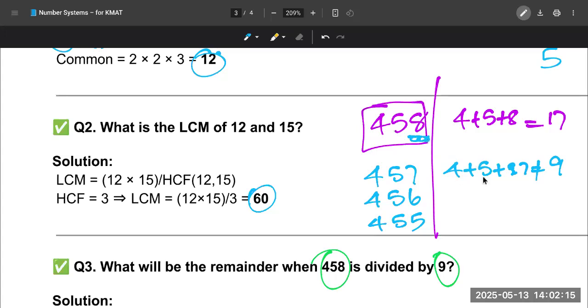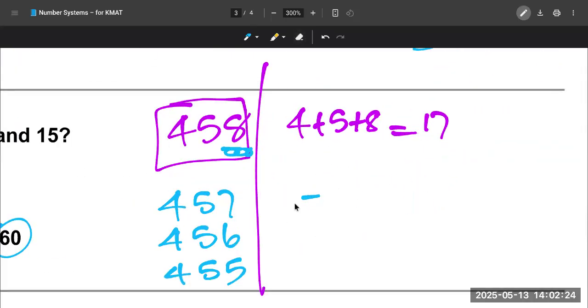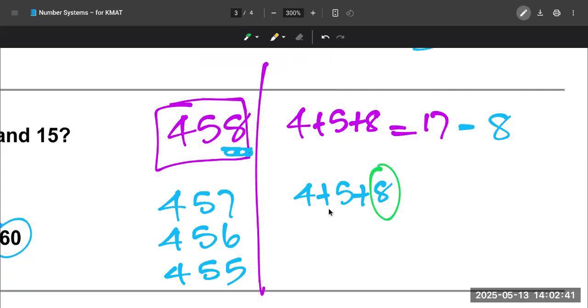So how to make this sum 9 and not 17? 17 minus 8. So from 4, 5, and 8, you can eliminate this 8, and the number would be 450. So 450 is divisible by 9, and the remainder is 8. So the answer is 8.